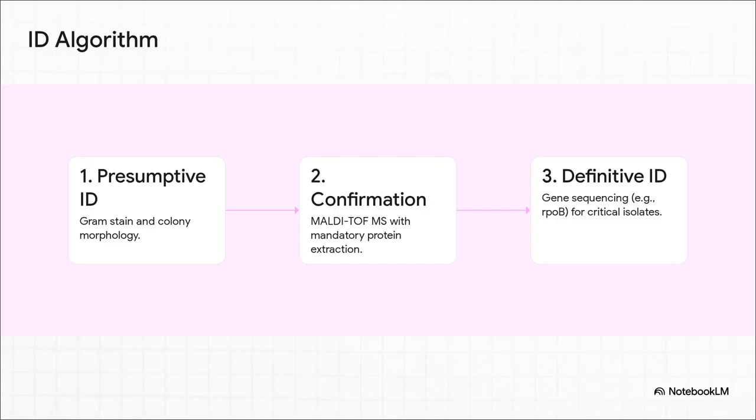So, that brings us to the modern playbook for identification. Step 1, sure, it's your presumptive ID from the gram stain and what it looks like on the plate. But that's just the start. Step 2 is confirmation with MALDI-TOF mass spec. And listen, you have to do the protein extraction step. Don't skip it. Finally, for any critical isolate, anything from a sterile site, anything that just looks weird, you have to go to the gold standard, gene sequencing. Get that rpoB sequence, and then you'll know for sure.